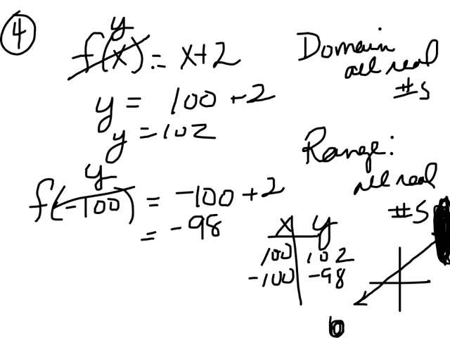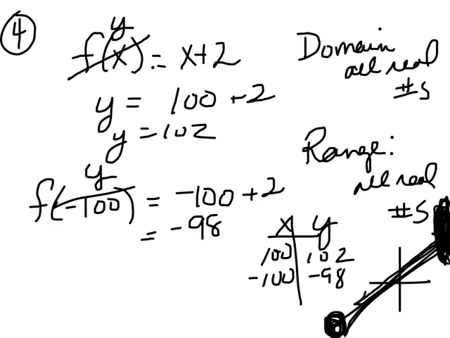Hey, that's way down here, isn't it? The bigger number I pick for x, the bigger number I'm going to get for y. The smaller number I pick for x, the smaller number I'm going to get for y. I'm going to hit just about anything I can think of. So that's why my range here is going to be all real numbers.